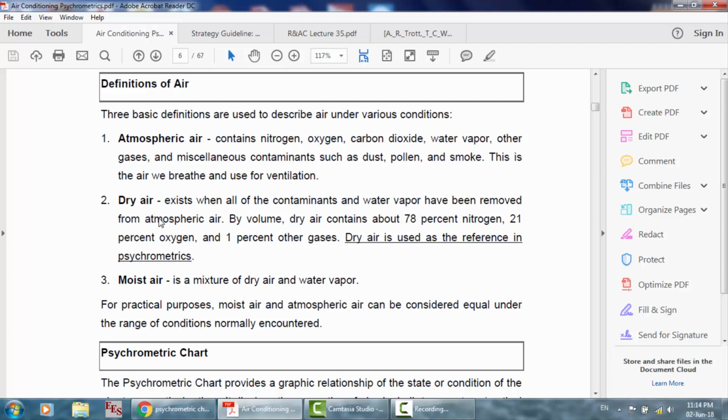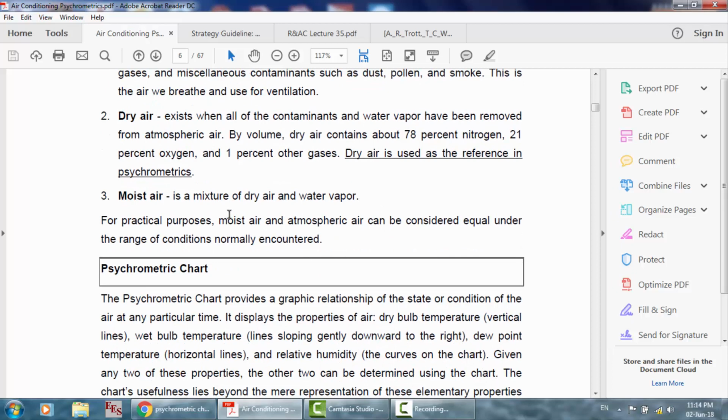Dry air exists when all of the contaminants and water vapor have been removed from atmospheric air. By volume, dry air contains about 78% nitrogen, 21% oxygen, and 1% other gases. Dry air is used as the reference in psychrometrics, but moist air is a mixture of the dry air and water vapor.